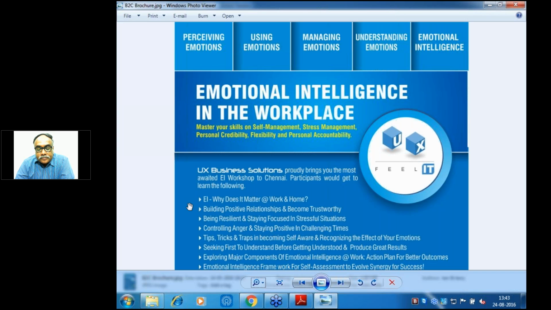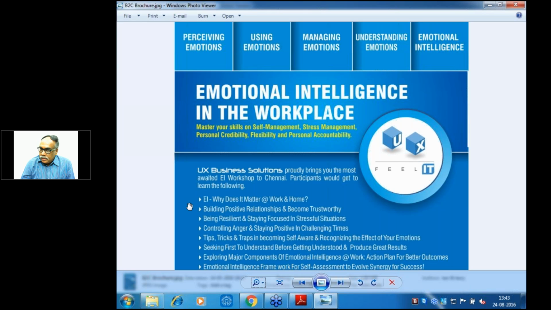The first question, how to handle two bosses for an employee. Now, it is like this. Personally, you might want to have two wives or two spouses, but at office we do not want two bosses. Two bosses are too many, is what they say. Now, this question is asked by some person. How do we handle two bosses with emotional intelligence?